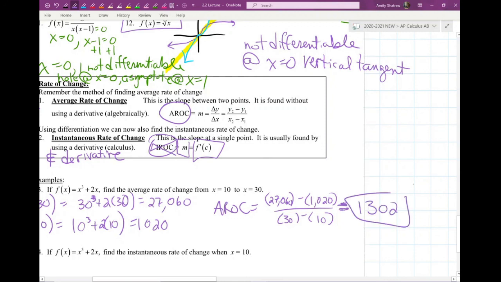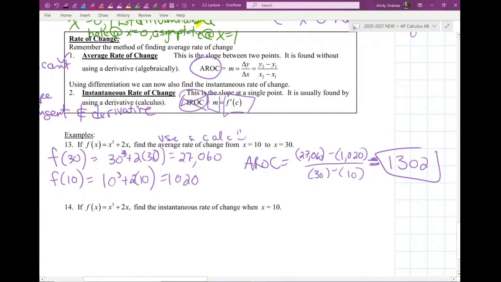Okay, so use a calculator. Okay, the next one though, that's an instantaneous rate of change. I'm wondering what happens at 10 exactly. I'm expecting that I will not get a number nearly as big as 1300, because going from 10 to 30, obviously I went from a height of 1,000 all the way up to a height of 27,000. So there's a big rate of change there. It's changing pretty dramatically. But how dramatically is it changing just at 10?